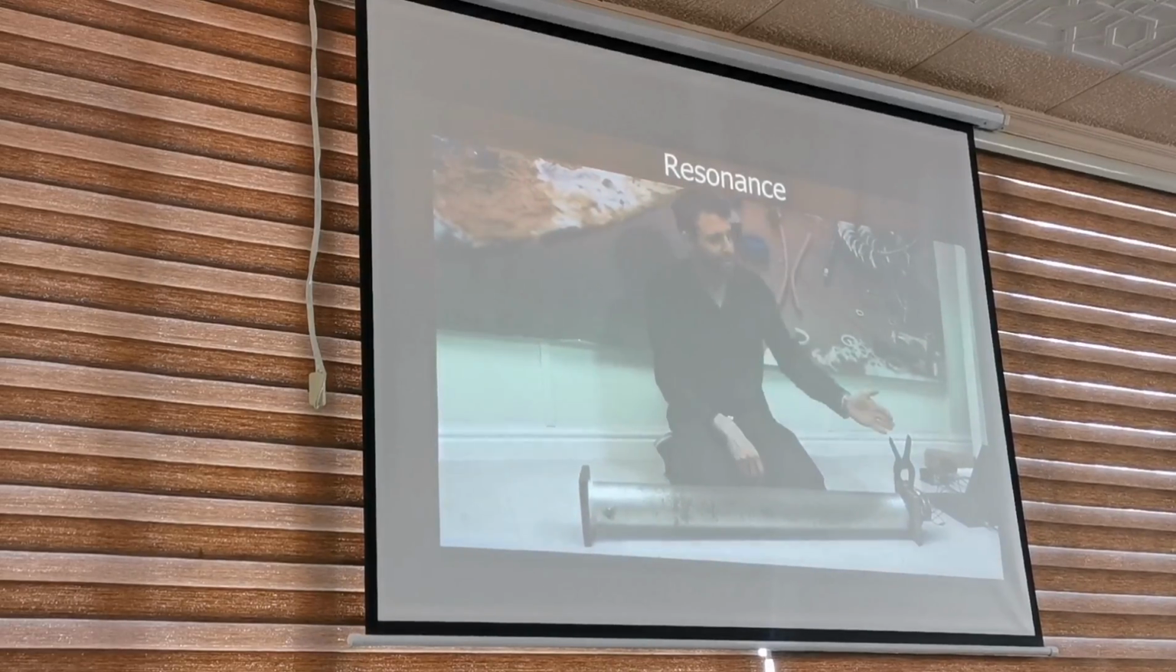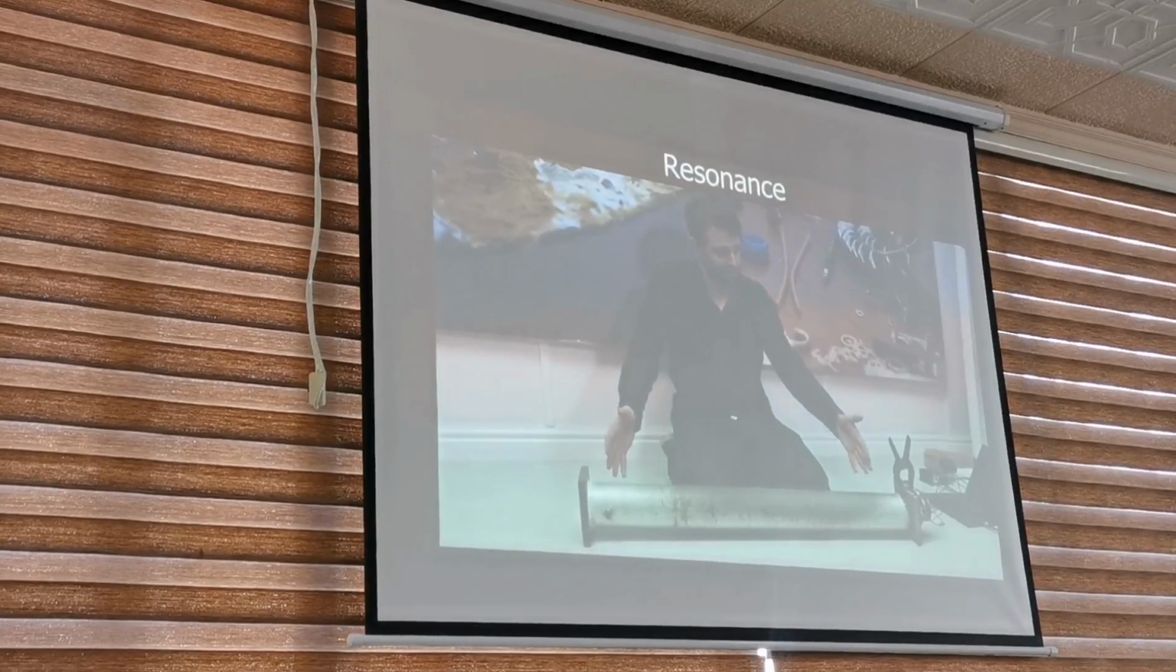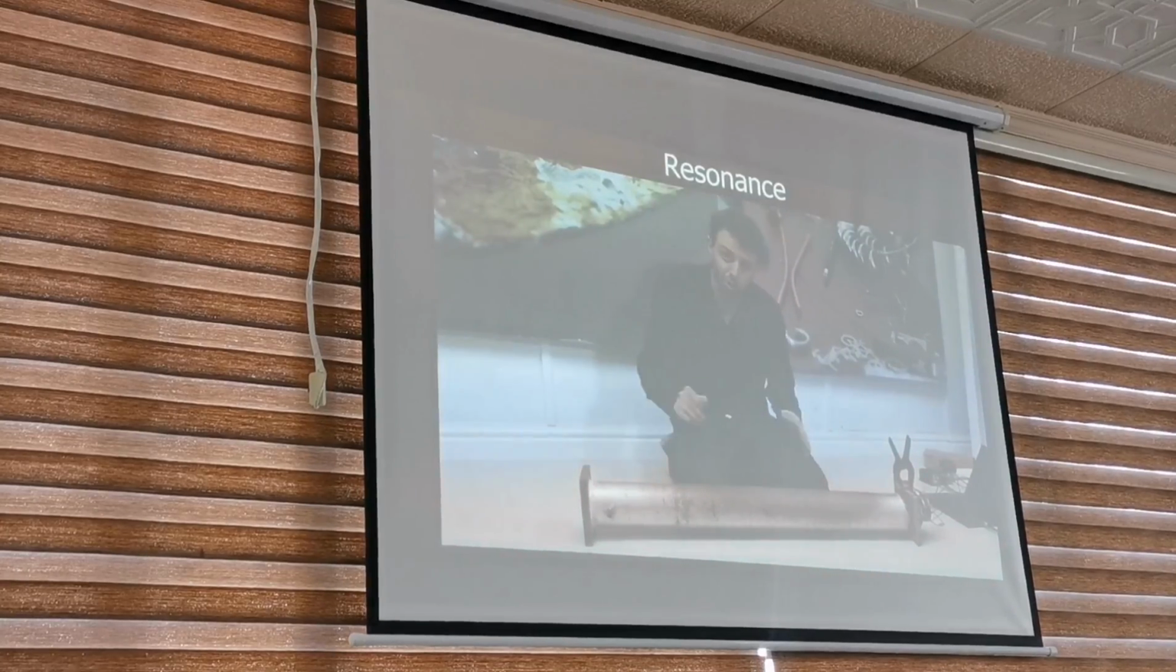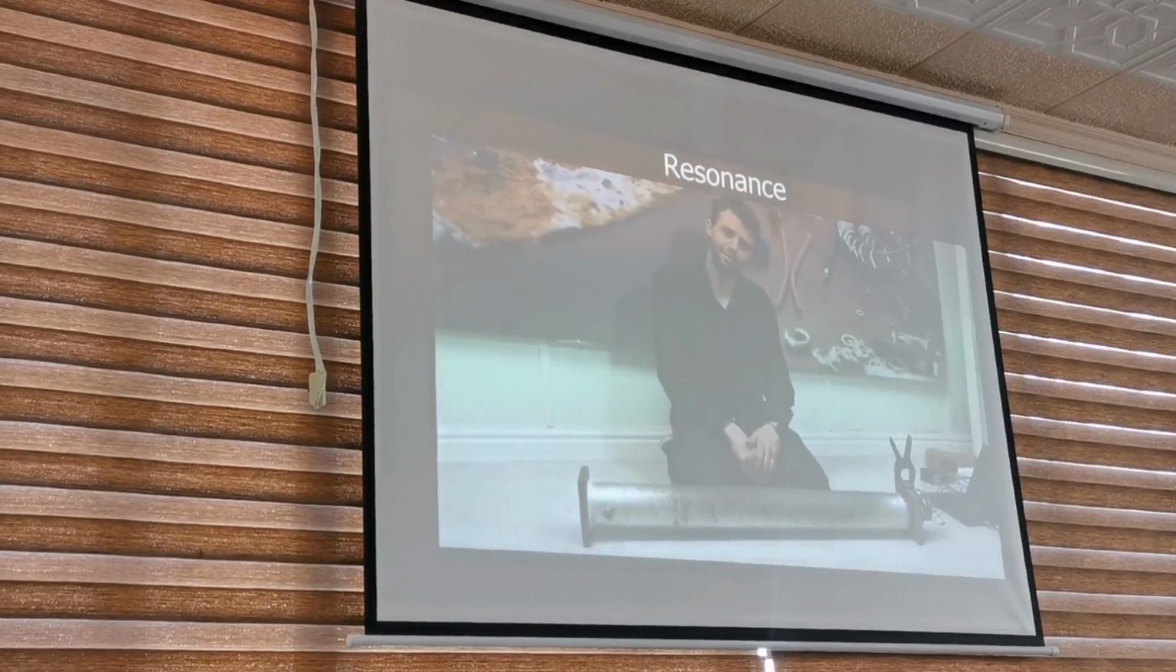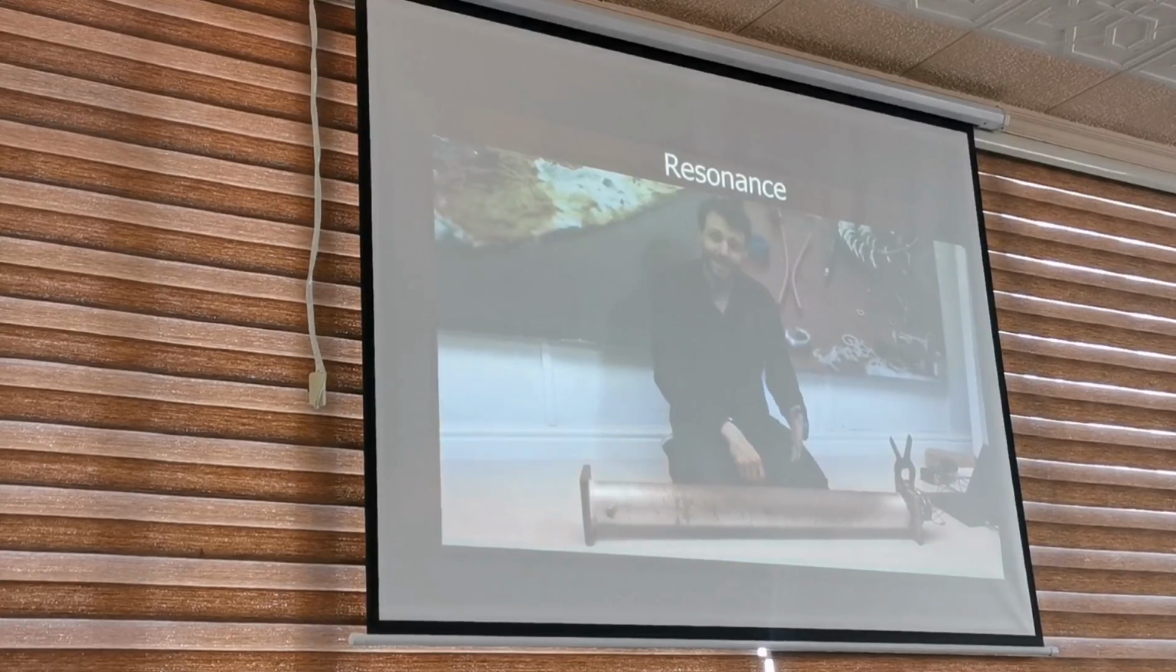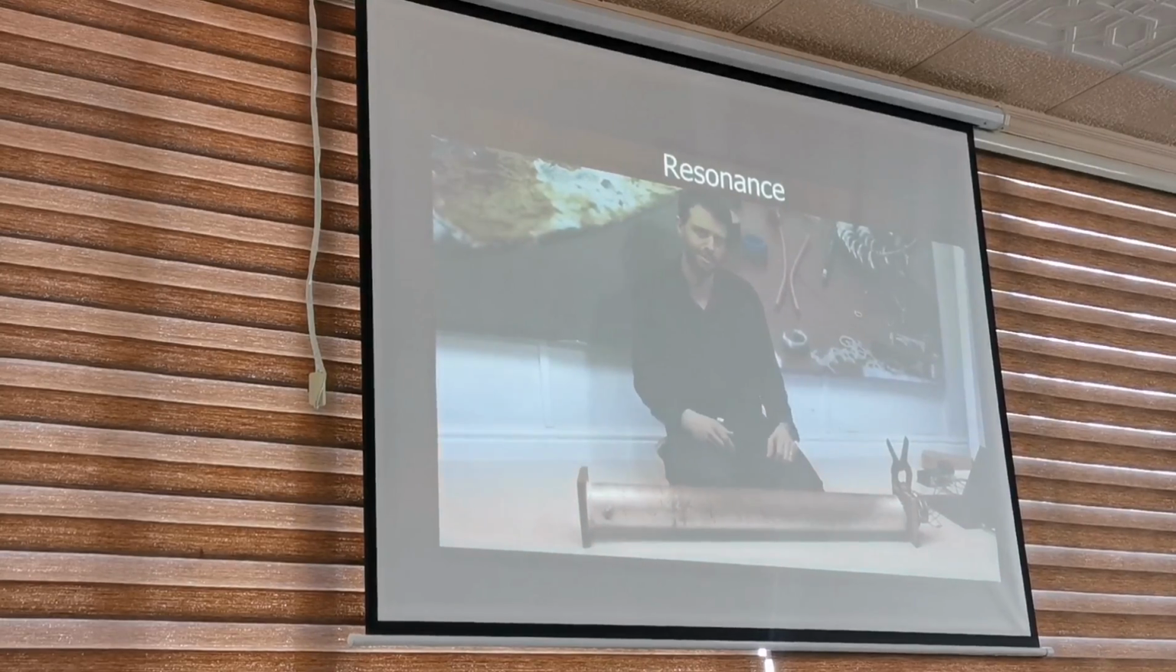So if I can drive the speaker at the resonating frequency of this tube, then the energy that I put into the system adds to the energy that's already there, and we should hear that as an increase in the amplitude of the sound. We should hear the volume go up. So let's try that.